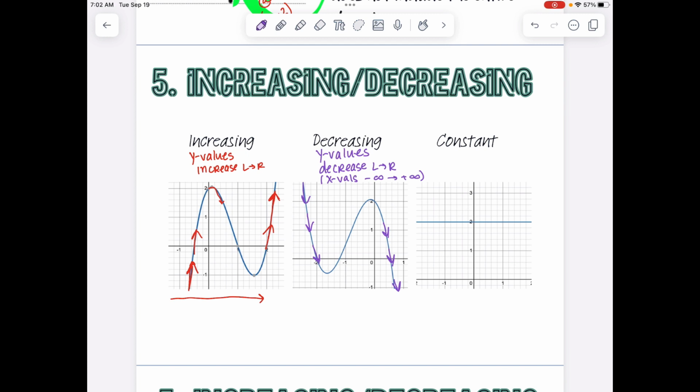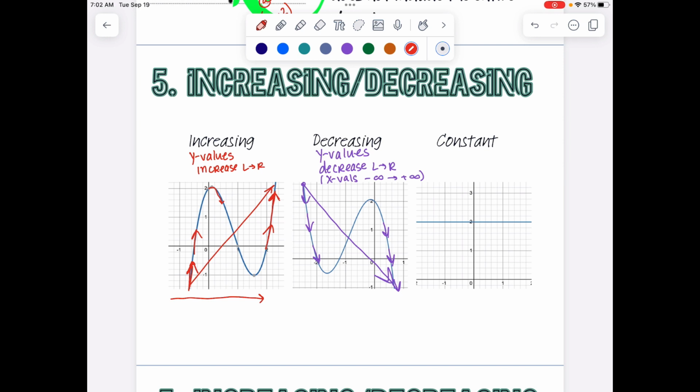Another way to look at this is if you connected the endpoints, you would have a negative slope, right? Like so, kind of the edges of your graph. Going from left to right, it goes down. So that's decreasing. Conversely, in the first example, it goes up. So that would be increasing.